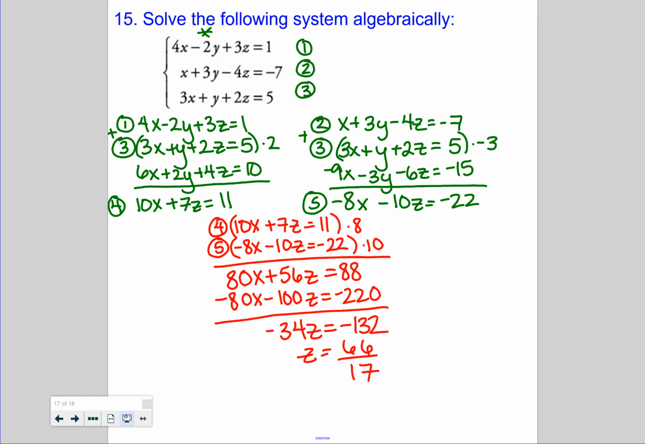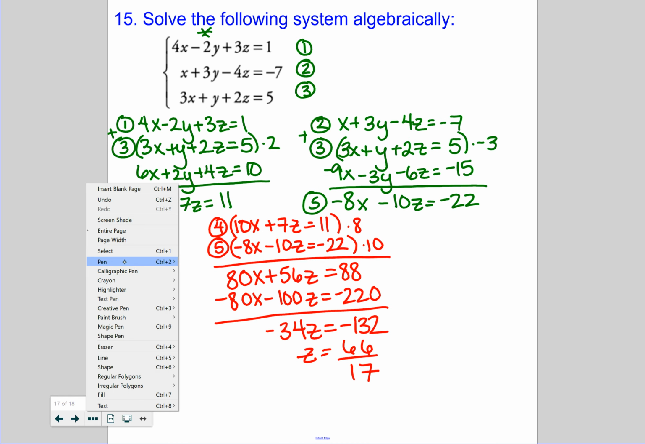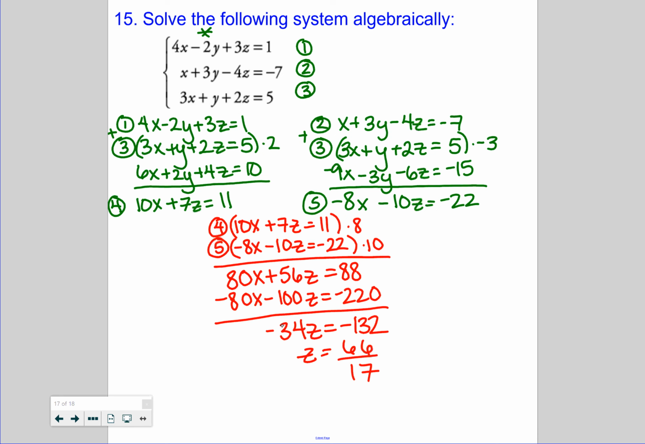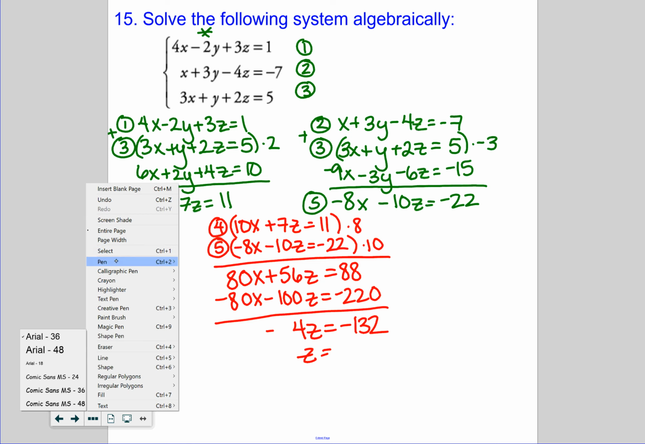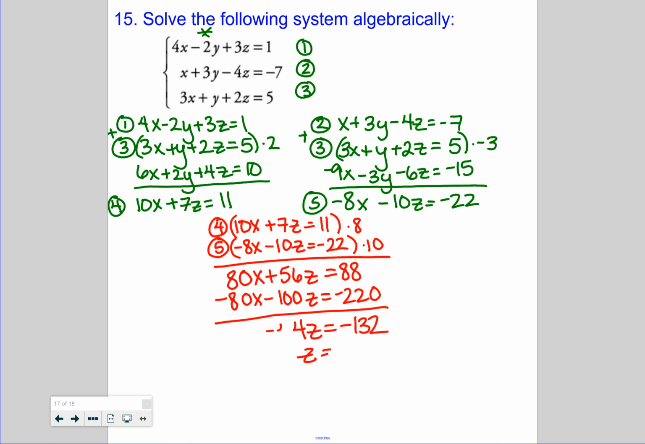Okay, that number looks a little weird. Let's see here. Oh, let's see what I did. That should have been a -44. Sorry about that, guys. That's what I get for doing math in my head. And then -132 divided by a -44 gives me z is 3. Okay, that's a nice pretty number. Not that a fraction is bad, but I just wanted to make sure before we went too far with that.